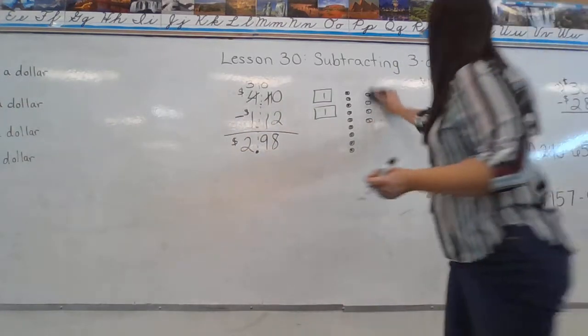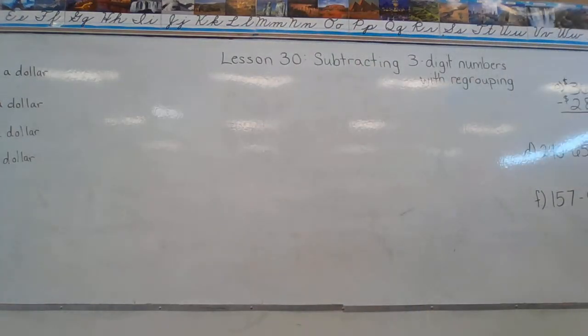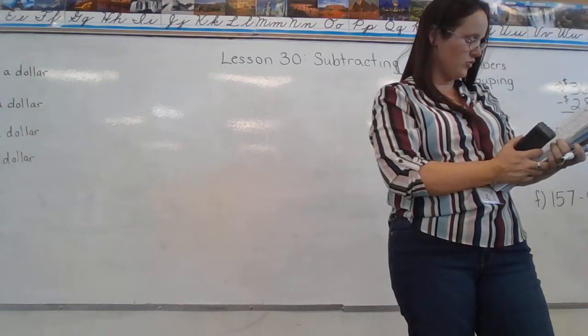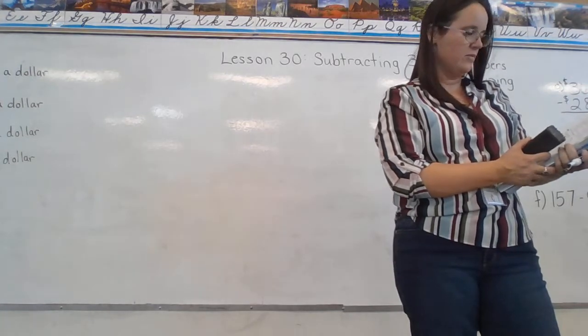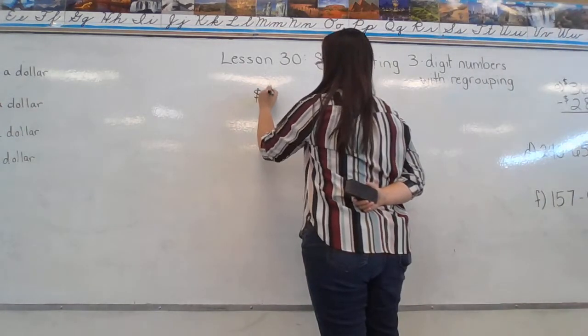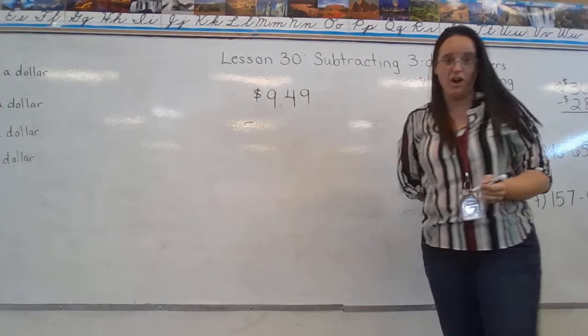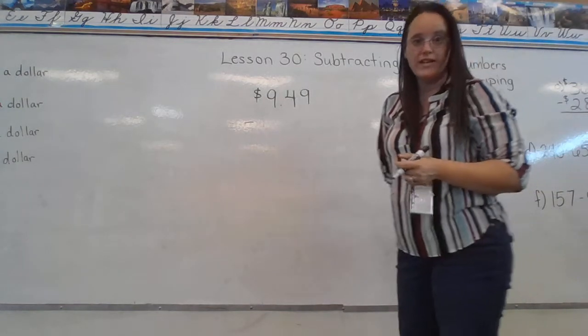All right. Our next example is: during a special 15% off sale at a sporting goods store, the price of a $9.49 baseball cap was reduced. So it started out as $9.49 and it was reduced. They took some money off of it. It was on sale. It was reduced by $1.42.